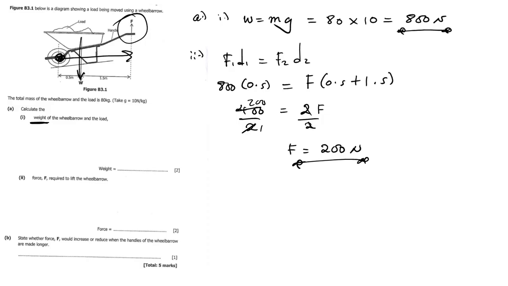Now, part B says: state whether force F would increase or reduce when the handles of the wheelbarrow are made longer. What you have to understand is that if the handles of the wheelbarrow are made longer, the force F required to lift the wheelbarrow would reduce. So basically, we can say that it would reduce.